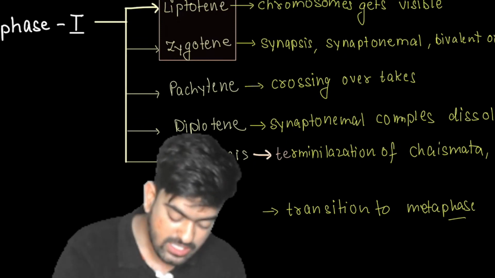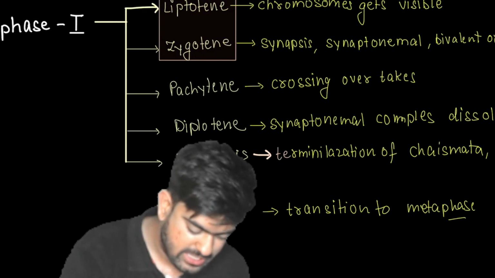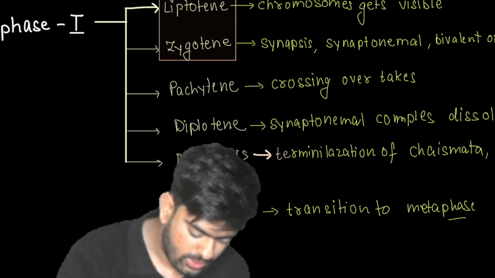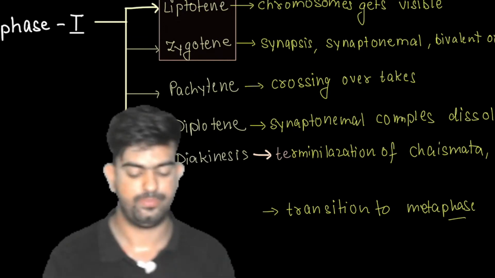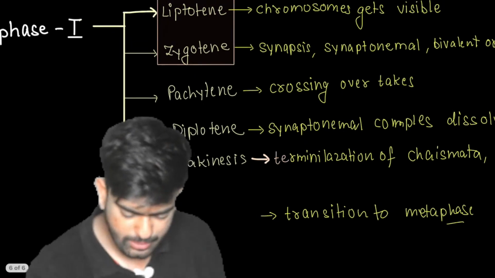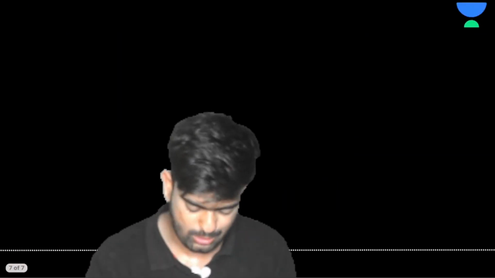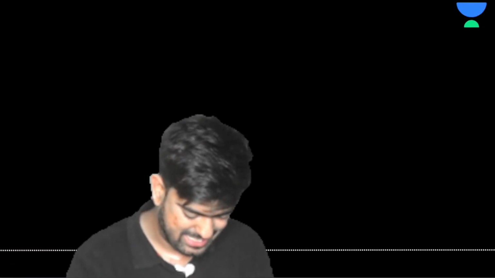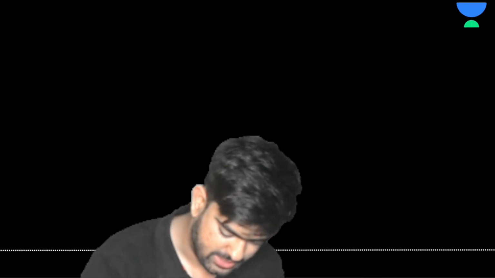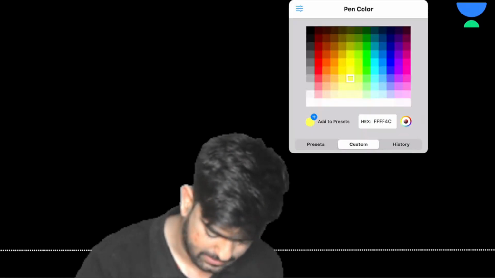Now, if this is clear, let's move forward and understand a few more things. What few more things, sir? We are going to understand the terms we discussed, synaptonemal complex, synapsis. You don't want me to discuss them? Should I just make the flowchart and go from here? No, I am going to discuss each and everything, don't worry. So let us talk about leptotene first.